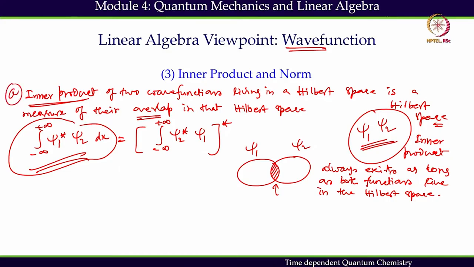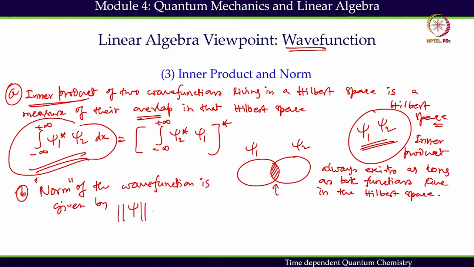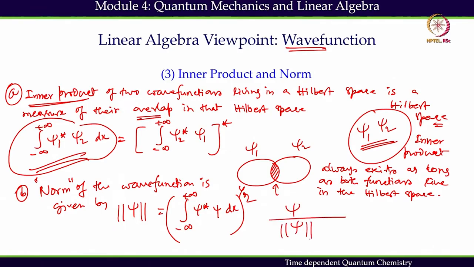This is inner product, and another property is the norm of the wave function, which is given by the integration from minus infinity to plus infinity of psi star psi dx, to the power half. This is the normalization constant. So if I want to normalize a wave function, all I have to do is take psi divided by the norm of psi. Then I will get the normalized wave function.